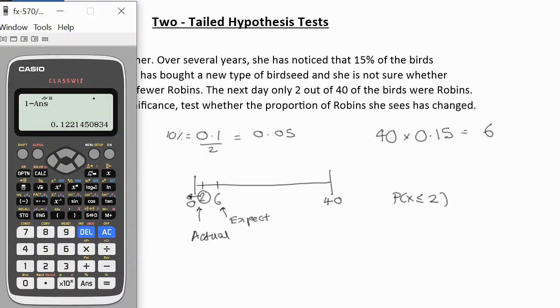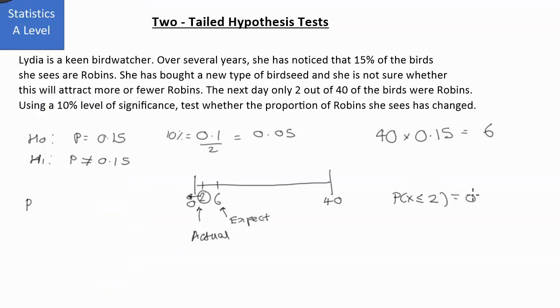Now that our calculator can do because it's a less than. So go to binomial CD and we put in 2, there's 40 birds. The null hypothesis probability this time is 0.15. Press equals, and there's our answer. To 3 significant figures, it's 0.0486. Now we need to compare this to our significance level.